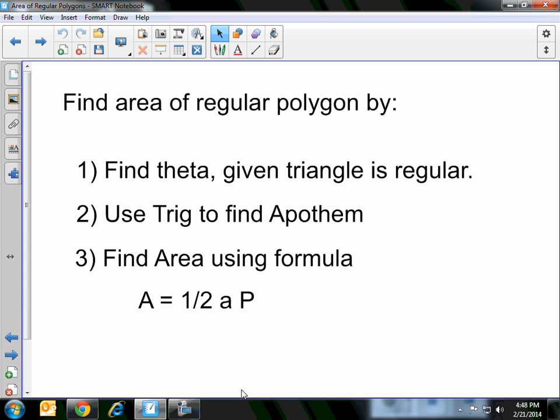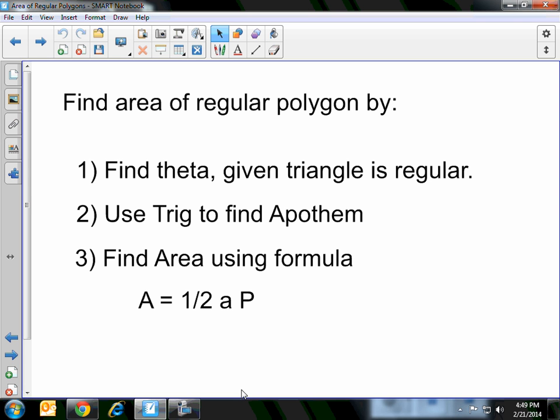Now, to find the area of a regular polygon, there are several steps that we need to go through, and sometimes we're given some of it, and sometimes we're not. So I'm going to treat it the same way in every single problem. I have a series of steps that we're going to follow: find theta, which is the angle of the triangle that we're going to create, then find the apothem using trig. That's the first step.